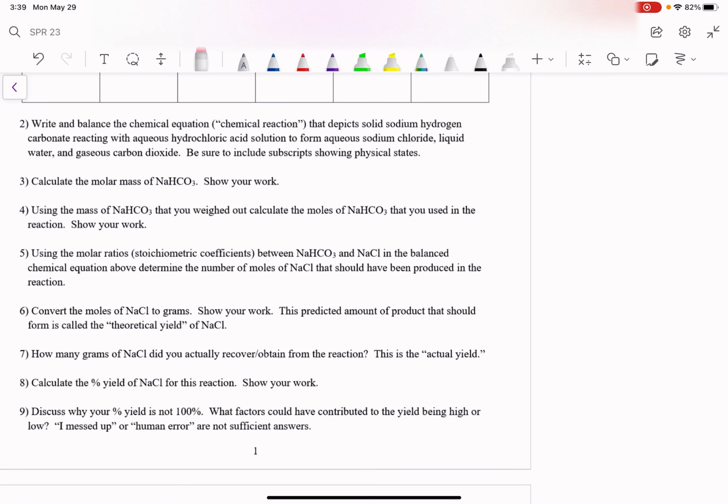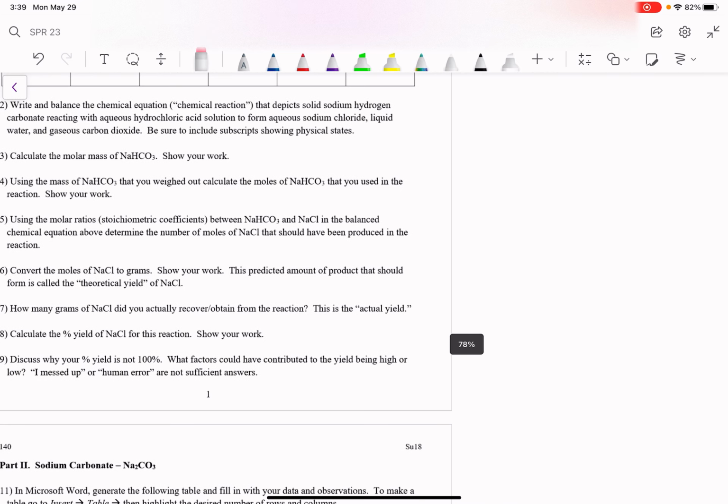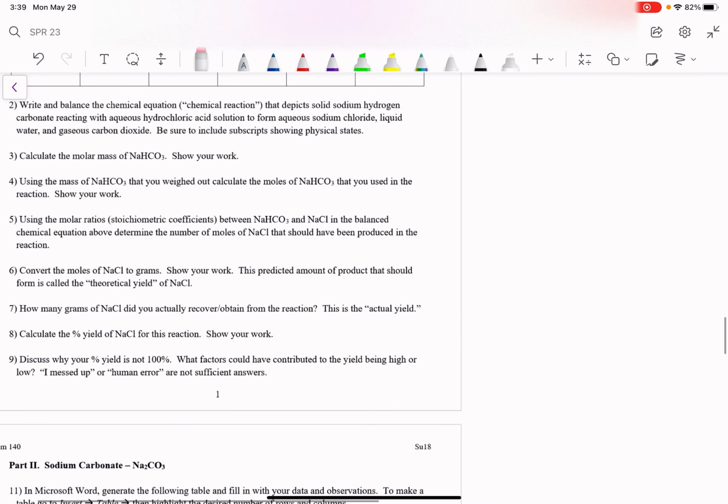So it says write and balance the chemical equation that depicts solid sodium hydrogen carbonate, or sodium bicarbonate, reacting with aqueous HCl to form aqueous sodium chloride, liquid water, and carbon dioxide in the gaseous state. So be sure to include subscripts showing physical states. So our job is to write and balance that equation. So let's go ahead and do that.